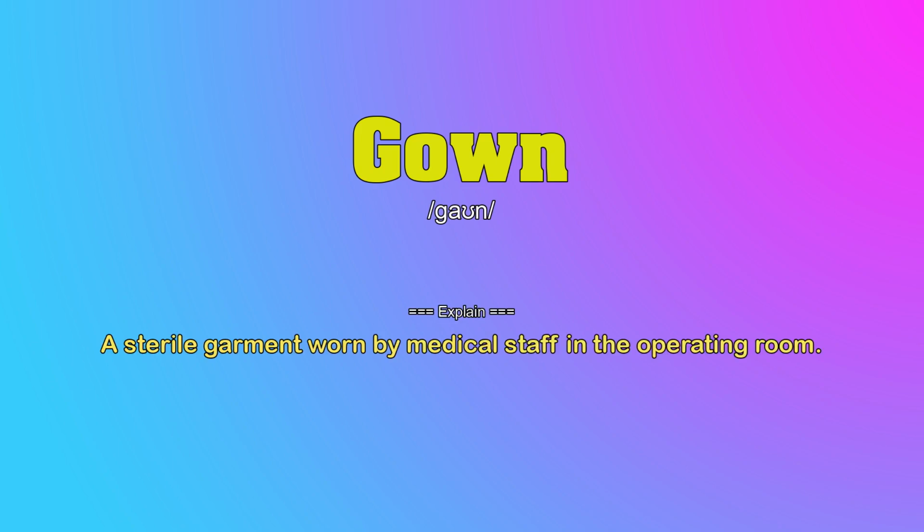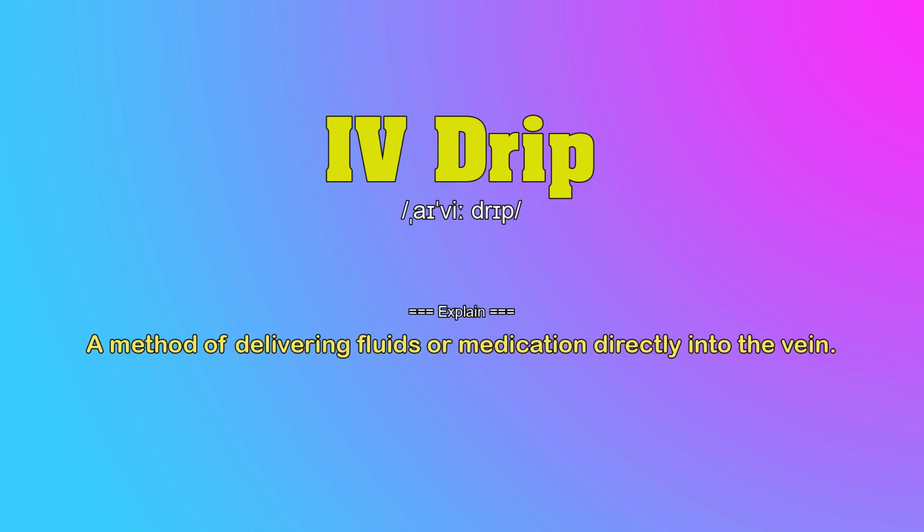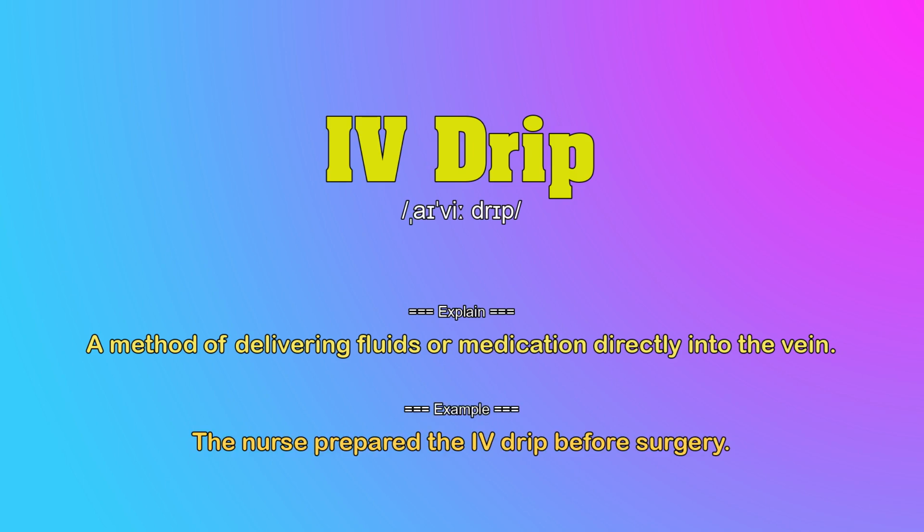Gown. A sterile garment worn by medical staff in the operating room. The surgeon put on a gown and gloves. Foredrip. A method of delivering fluids or medication directly into the vein. The nurse prepared the foredrip before surgery.